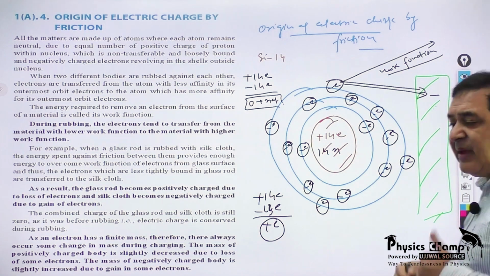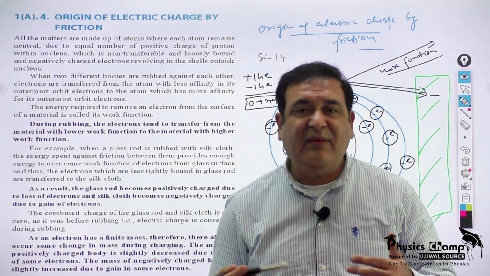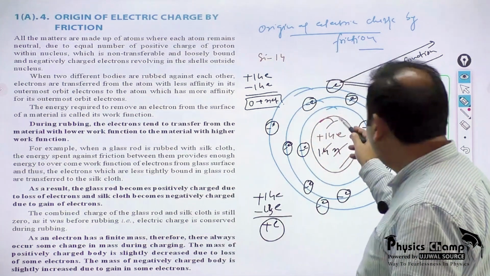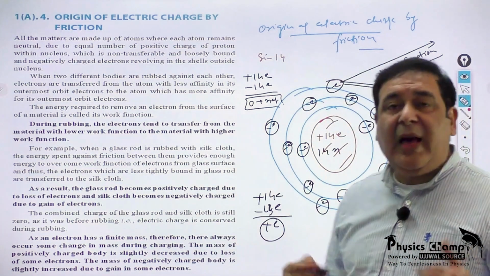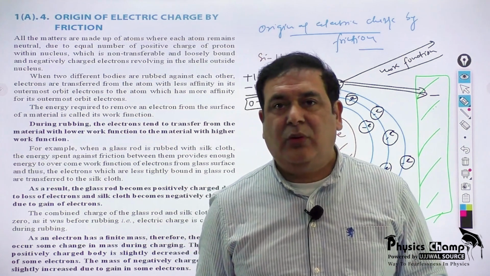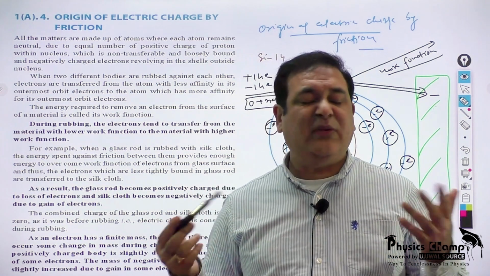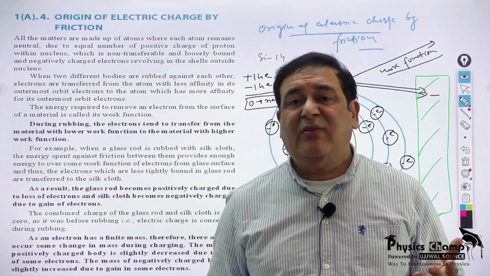It will have an excess negative charge, an excess number of electrons, and the one who loses will have a lack of those electrons. So the one who loses will get positively charged, the one who gains will get negatively charged.